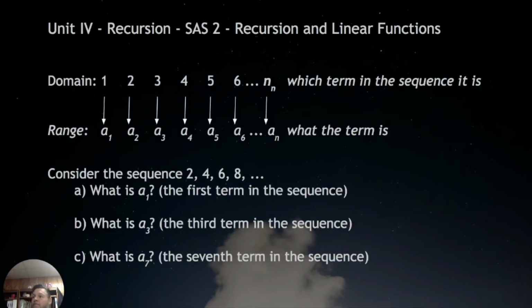All right, so consider the sequence 2, 4, 6, 8. What is the first term in the sequence, or a subscript 1? Let me back up. The third term in the sequence, a subscript 3, is what? Okay, well, we don't know. 2, 4, 6, 8. It's not 1. a subscript 1 is 2. That's the first term in the sequence. a subscript 3, or the third term of the sequence, is 6. The 7th term, we skip count and we can do it easy.